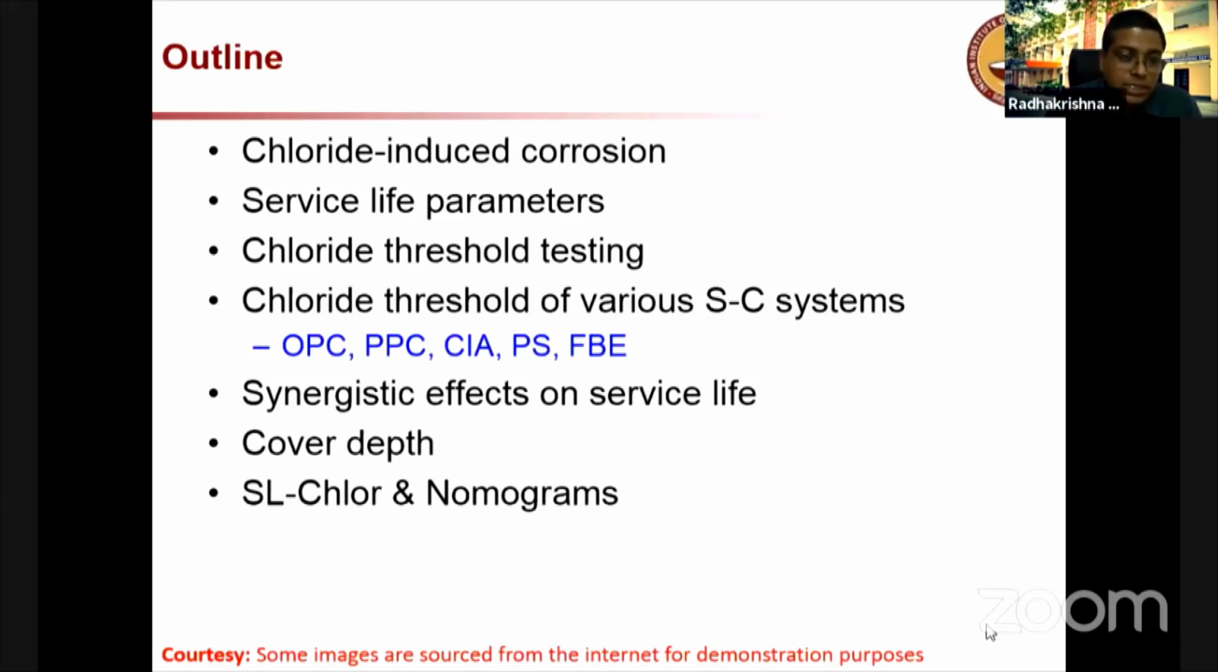So it's a steel-cementitious system. It's not just a parameter only for steel. And then we will also show you how the synergy between these steel rebars and the cementitious system which we use affects the estimated service life. And then finally, we'll also show you a little bit on how the cover depth plays a role in service life, and also show you some nomograms which have been developed, which are essentially simple tools which can be used to do some preliminary assessment on service life. So this is the outline.